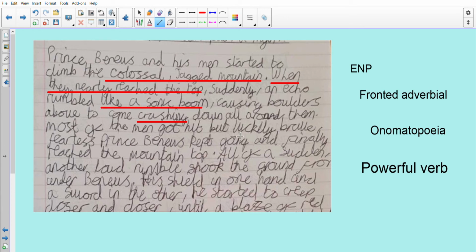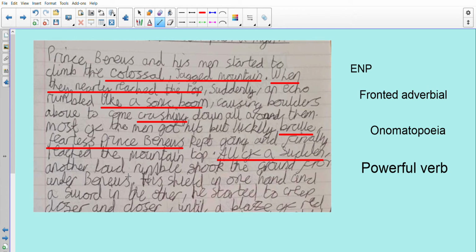Most of the men got hit, but luckily, brave, fearless Prince Benius, another expanded noun phrase, and this tells us about his character, doesn't it? Okay, we're learning that he's brave and fearless. Kept going and finally reached the mountaintop. All of a sudden, right, I can see what Ben is doing here. He's quickening the pace of the story. Okay, so he's speeding it up with a fronted adverbial, all of a sudden.